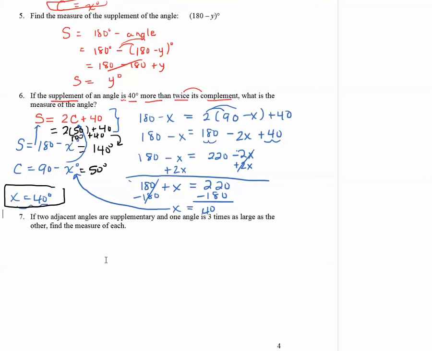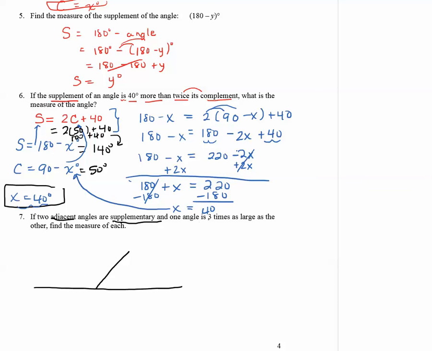Let's try one more. If two adjacent angles are supplementary and one angle is 3 times as large as the other, find the measure of each. Supplementary angles are angles that make a straight line together, and the word adjacent means they're touching or have a common side. You can sketch a diagram of this where you have a straight line and then draw a line in the middle coming out at an angle, and that cuts this line into two different angles, one facing left and one facing right.